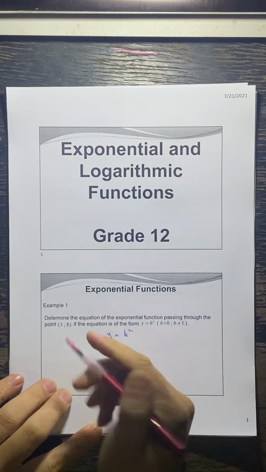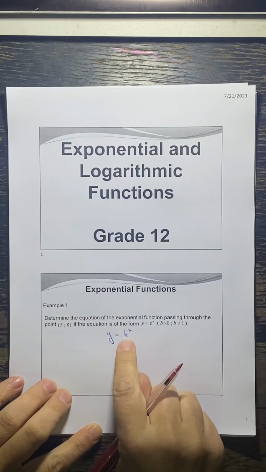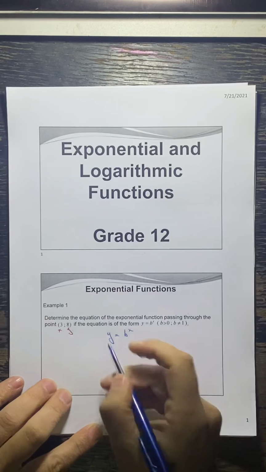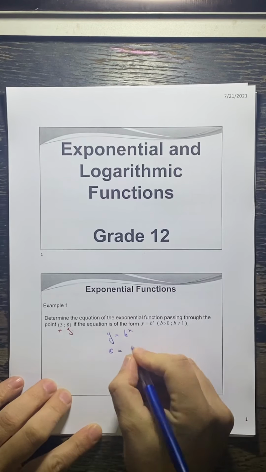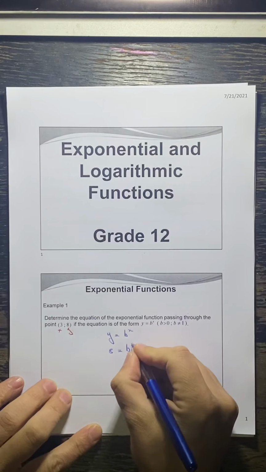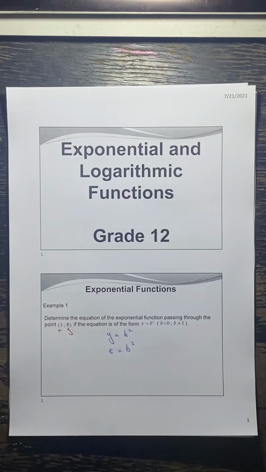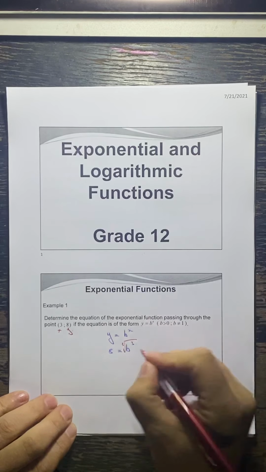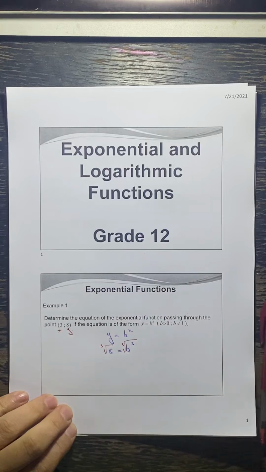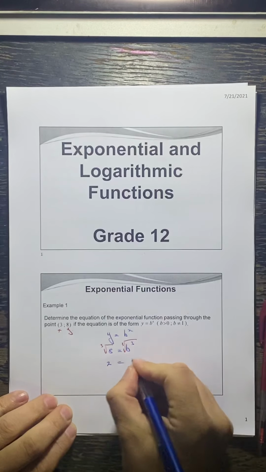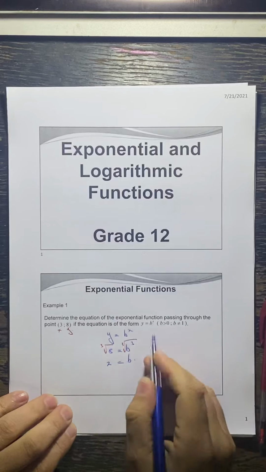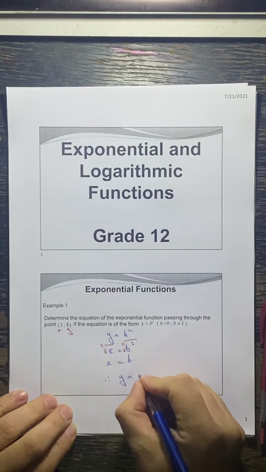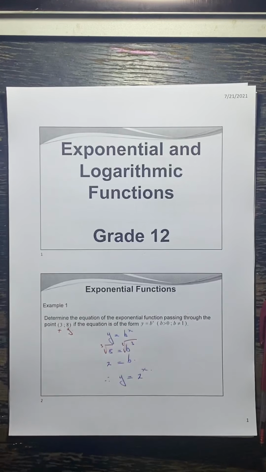Okay, and what I'm going to do is I'm going to substitute this point in here. Remember that this is our x value and our y value. So y becomes 8 equals b to the power of 3. I want to get the b on its own, so I take the cube root of this side, and we get 2 is equal to b. Okay, so therefore, this equation is y is equal to 2 to the x. As easy as that, guys.